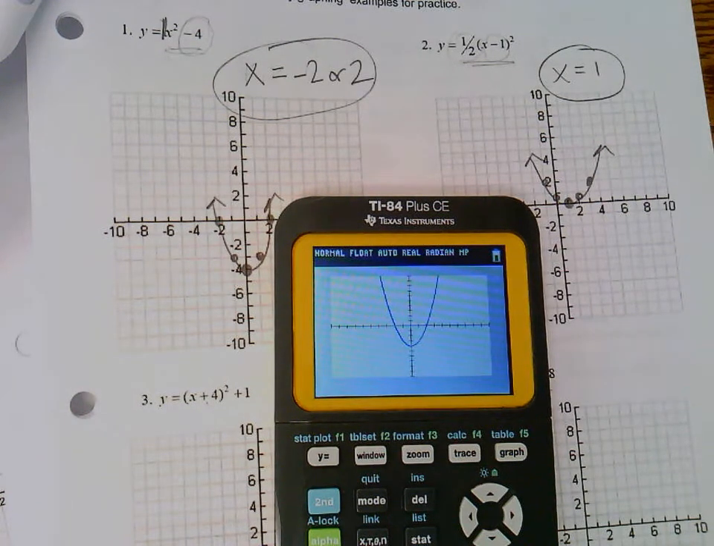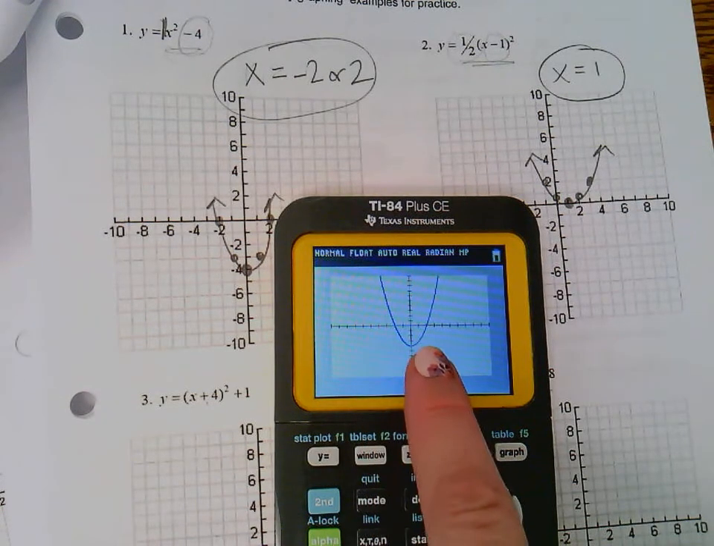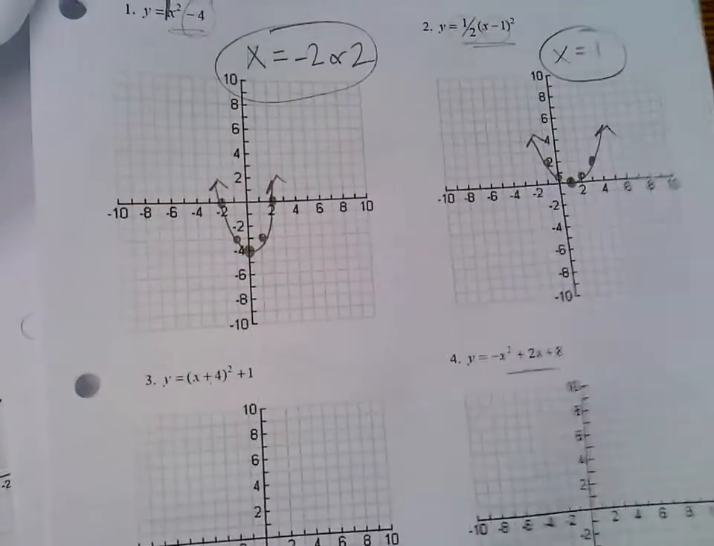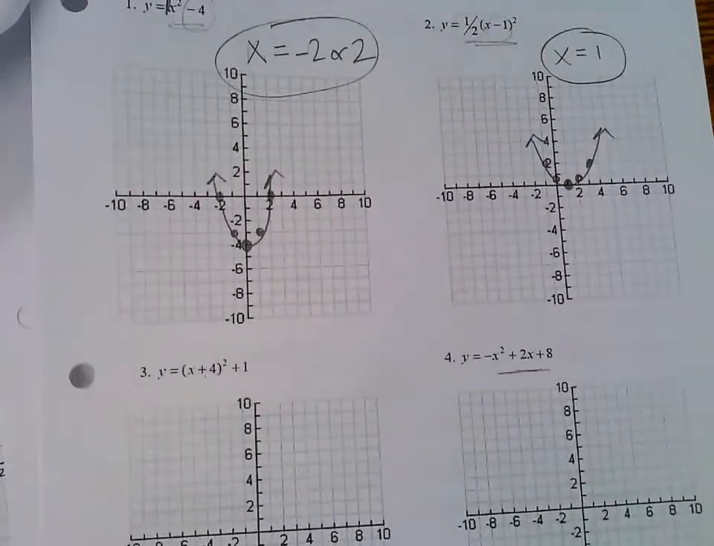Sure I can, right? So if I read the x-intercepts right off of that, they're at -2 and 2. So don't let forgetting how to graph prevent you from finishing the rest of this work on 401. Rely on your graphing calculator.